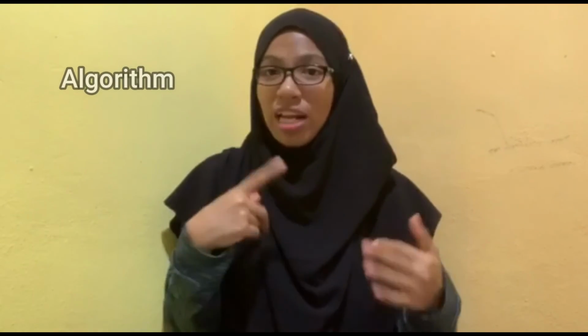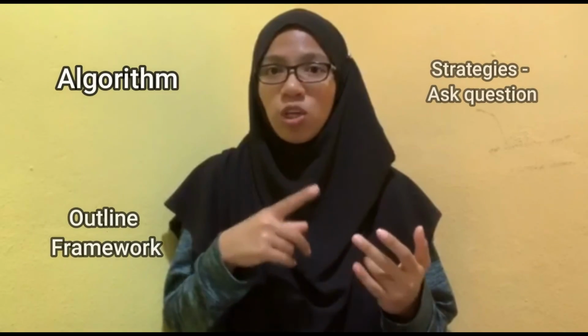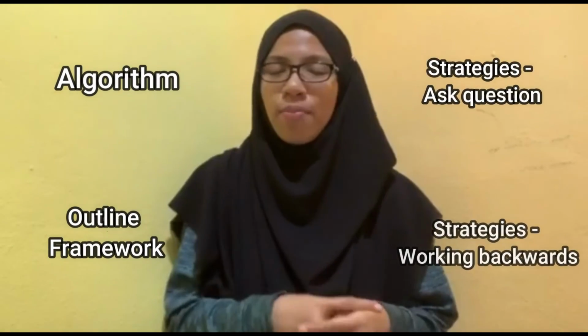Okay, lastly, we know how to solve problems when we want to create Java programming by using the four approaches to solve problems: algorithm, outline framework, strategies ask questions, and strategies working backwards. And we also can use the flowchart and algorithm before we start the coding. After that, according to an algorithm, we can know what is the purpose when we want to create the Java programming. Okay, that's all from me.